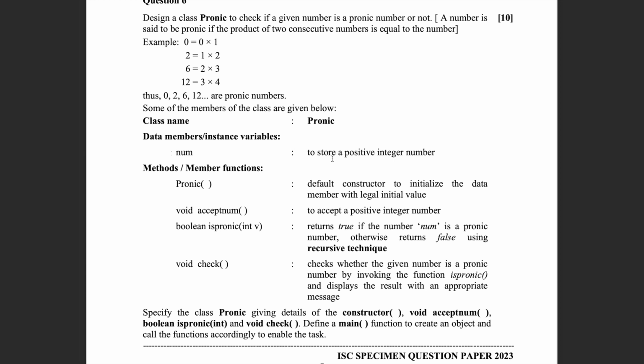Alright, so in this case we have to design a class Pronic to check if a given number is a Pronic number or not. And what is a Pronic number? If the product of two consecutive numbers is equal to the number. For example, 0 into 1 is 0, 1 into 2 is 2, 2 into 3 is 6, 3 into 4 is 12, so 0, 2, 6, 12 are Pronic numbers. So I'm going to write this class Pronic first and then I'm going to write the main.